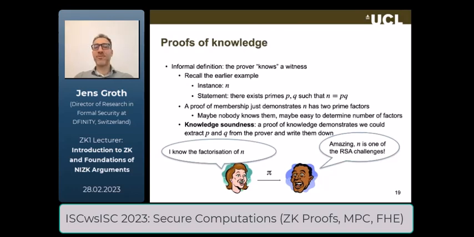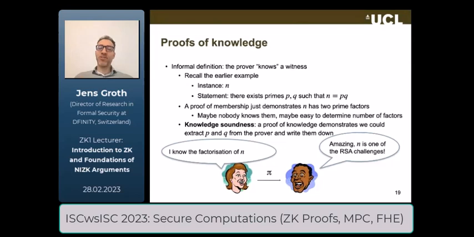So informally, a proof of knowledge shows that the prover knows a witness for the statement. Okay, so if you remember, we had this example I gave before that you have an instance n, and the statement is that there exist primes p and q such that n is the product of p and q. And if you give a standard zero knowledge proof, then it will just demonstrate that n has 2 prime factors, but it wouldn't actually show that anybody knows these prime factors, and maybe it's actually a much easier statement to determine, right? Maybe it's easy to determine the number of prime factors n has, but not what those prime factors are.